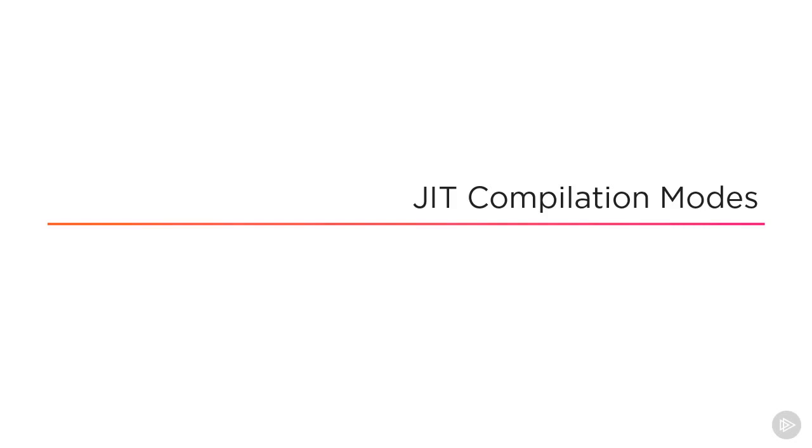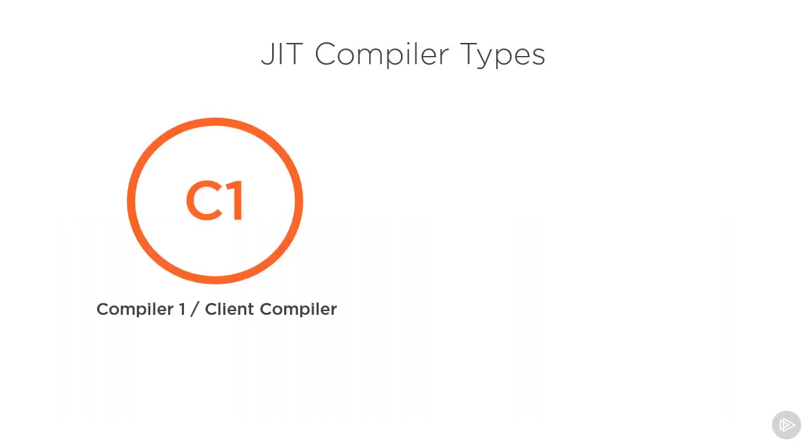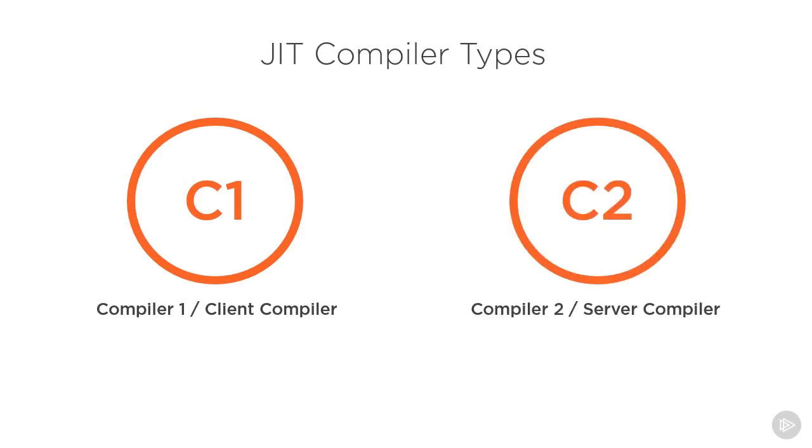In the Hotspot JVM, there are two JIT compilers: Compiler 1, commonly known as the C1 compiler or the client compiler, and Compiler 2, commonly known as the C2 compiler or server compiler. The C1 compiler is intended to be used by client applications, so for that reason it's optimized for startup performance. This means that it tries to find hot methods pretty early on, produces some basic, relatively unintrusive optimizations, and then compiles the method's bytecode to machine code.